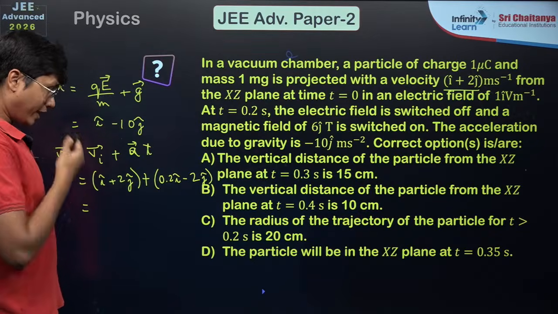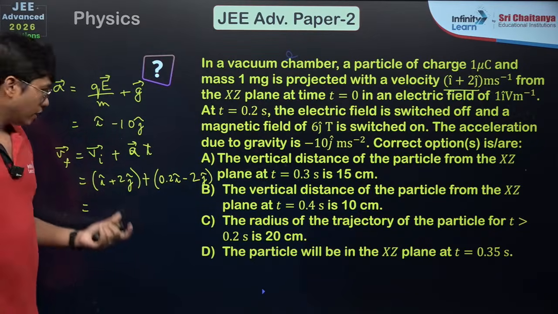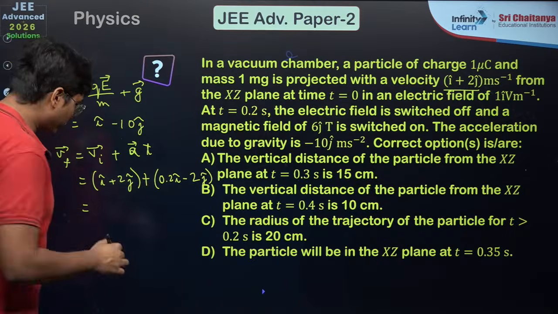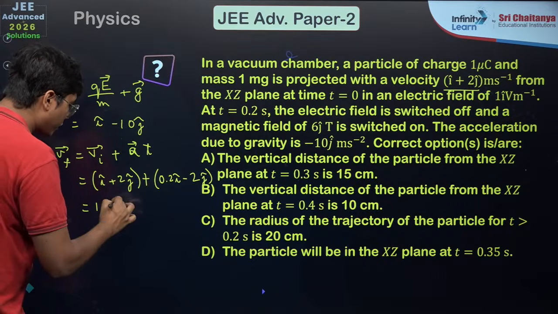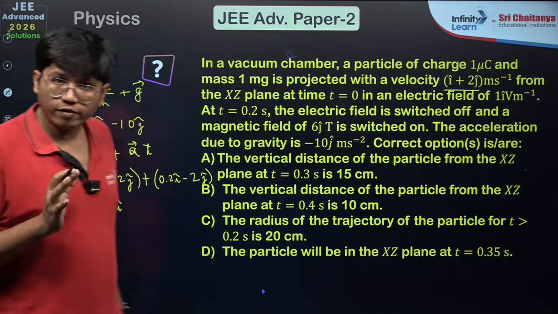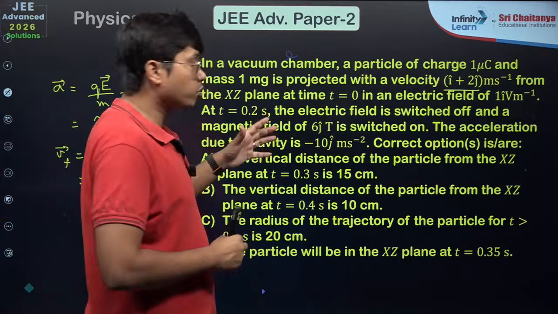So over here, what do I get? I get this 2 j cap cancels out. I have 1 i cap plus 0.2 i cap, which will make it just 1.2 i cap. Just the x component of the velocity survives at the end of 0.2 seconds.